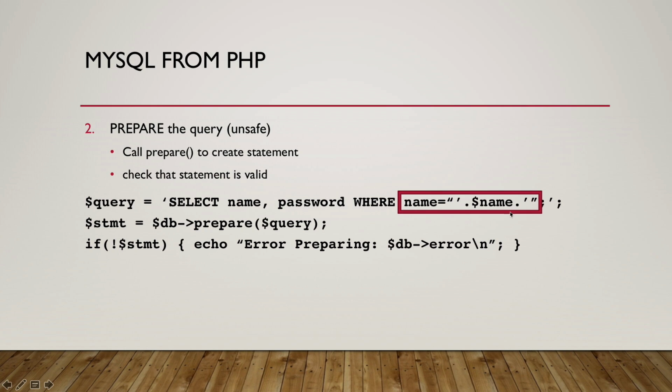And that is because we're directly using a variable right inside of our query. We're taking whatever value is in $name, which could have been set earlier, and putting it right in the query. We didn't check name to make sure that it doesn't contain malicious code. So let's look at the right way to do this. It's going to make step 2 a little more complicated, but it's important.